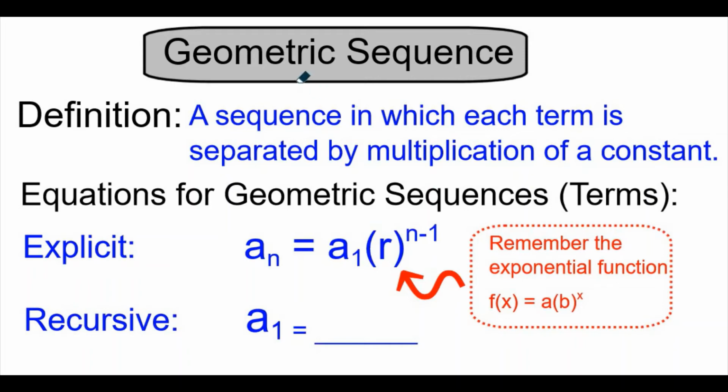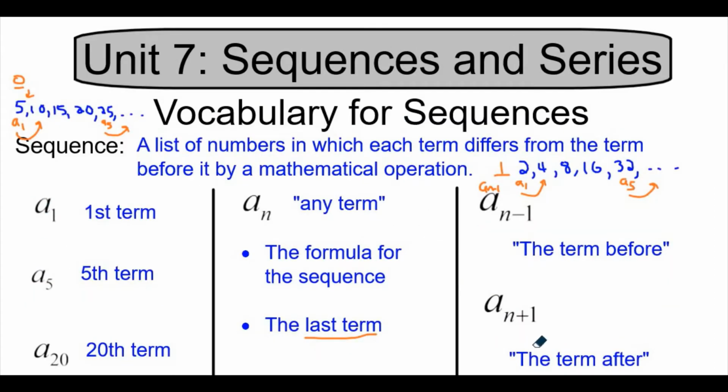So this video is going to focus on geometric sequence, meaning a pattern of multiplication. It is a sequence in which each term is separated by multiplication of a constant for each term. Now, before we look at the equations, we really need to understand the vocabulary. And if you watch my video from arithmetic sequences, this is the same slide.